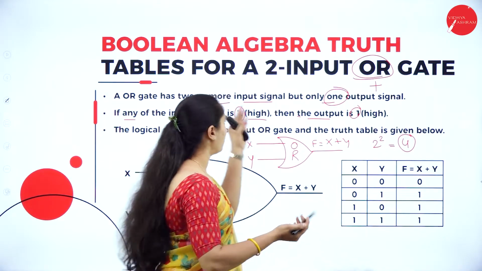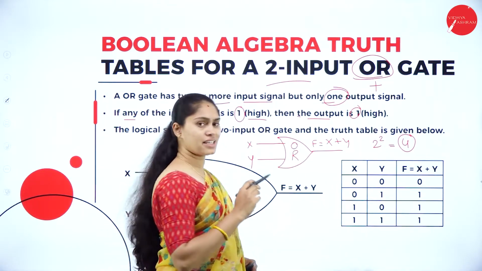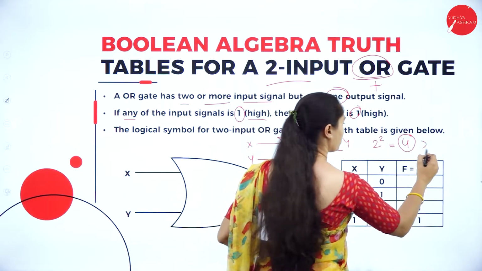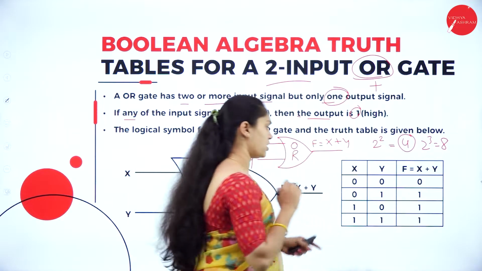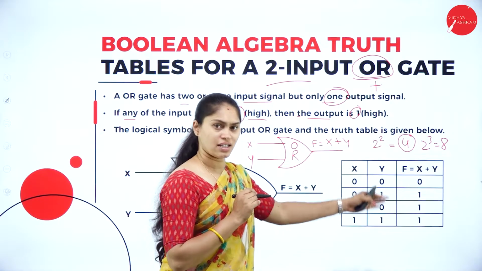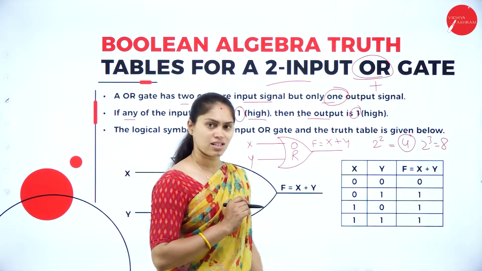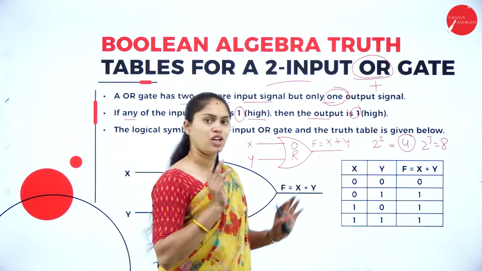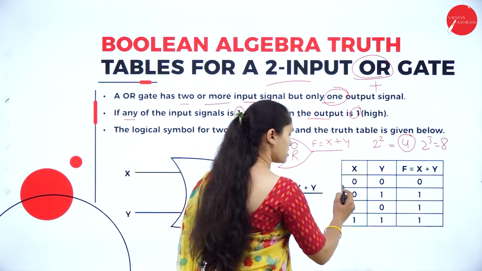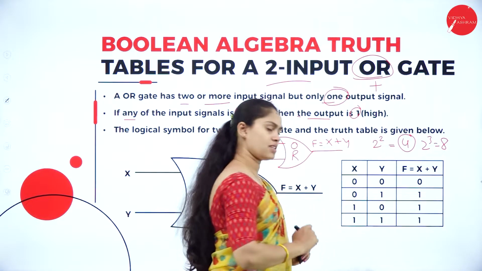If I am dealing with a 3 input OR gate, at that time 2 power 3, I am going to get 8 combinations. That is 4 zeros, 4 ones: 00, 11, 00, 11, here 01, 01, 01, 01. But I am dealing with only 2 inputs here. That's why this is 00, 11, 01, 01. Okay.